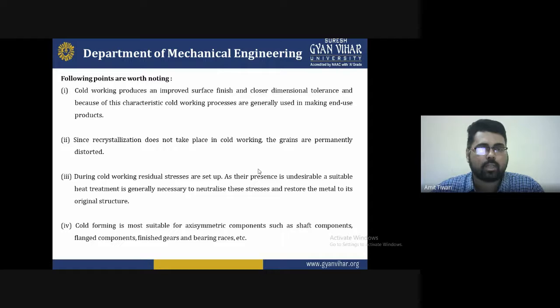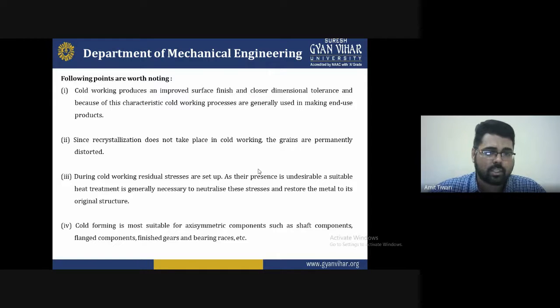Now the following points are worth noting regarding cold working. The first is that cold working produces an improved surface finish and closer dimensional tolerance, and because of this characteristic, cold working processes are generally used in making end-use products. So these are some noteworthy points regarding cold working.